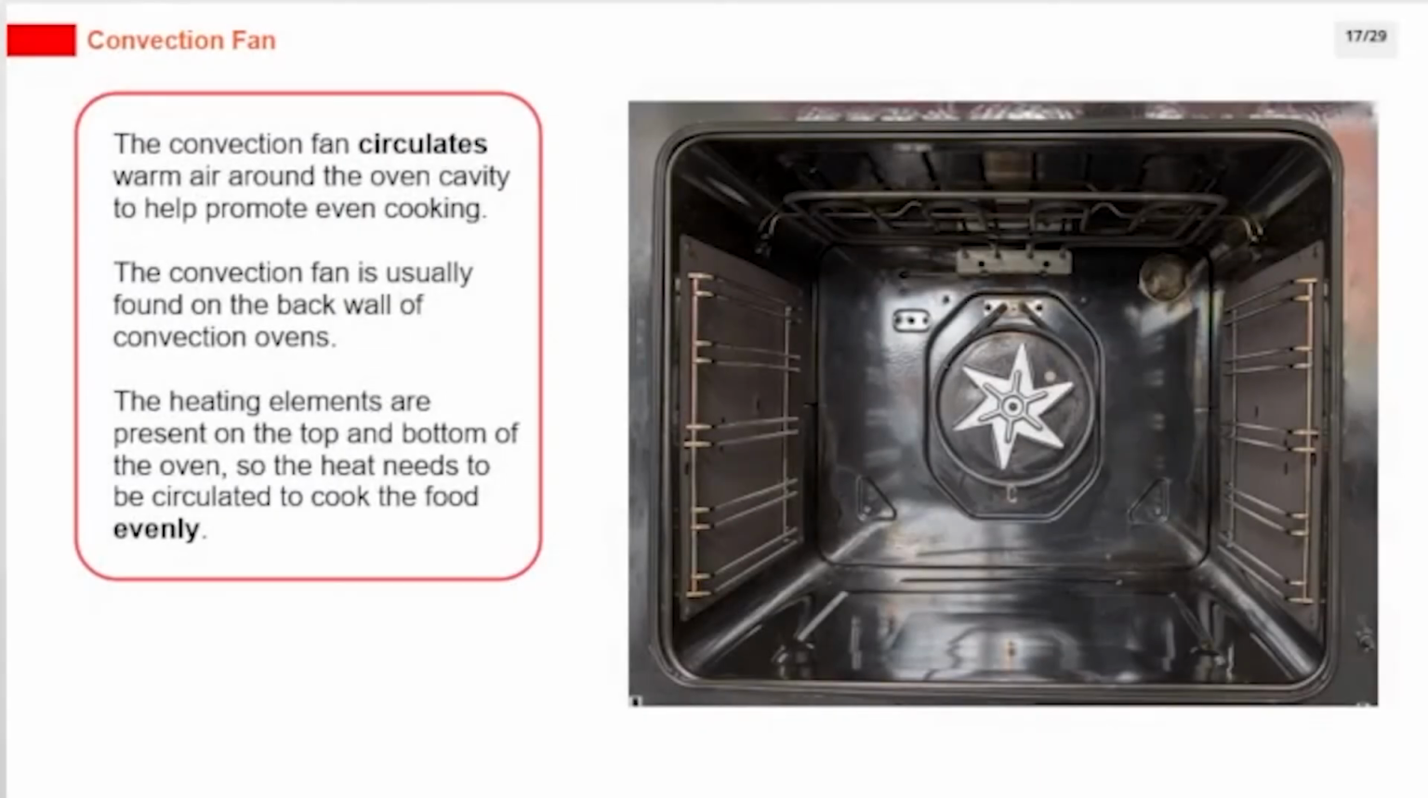The convection fan circulates warm air around the oven cavity to help promote even cooking. The convection fan is usually found on the back wall of convection ovens. The heating elements are present on the top and bottom of the oven, so the heat needs to be circulated to cook the food evenly.